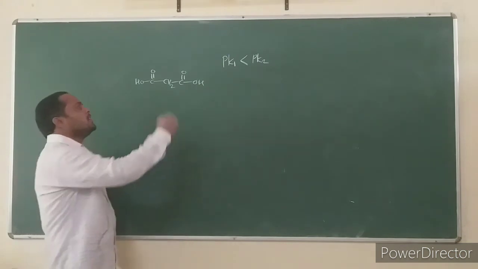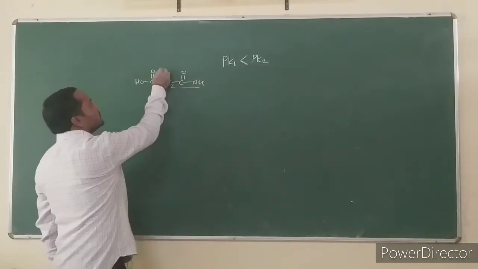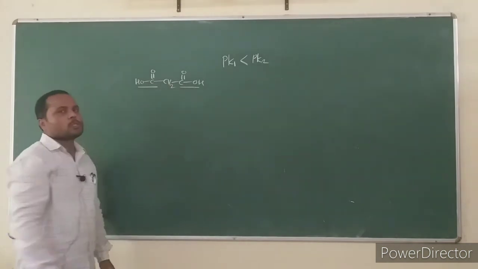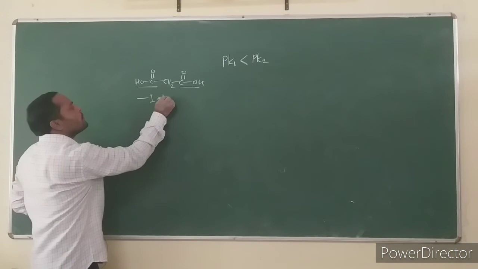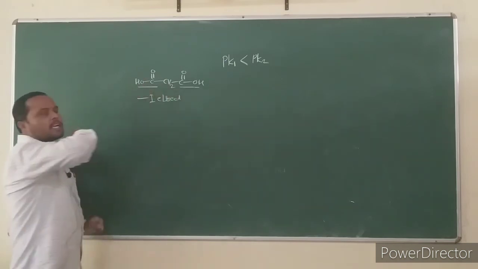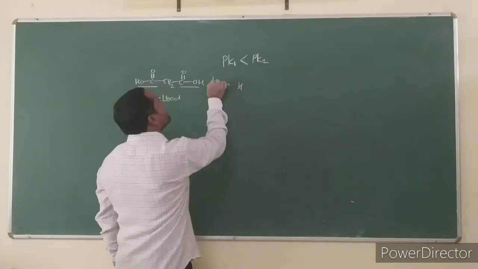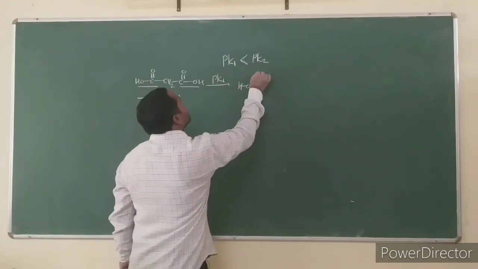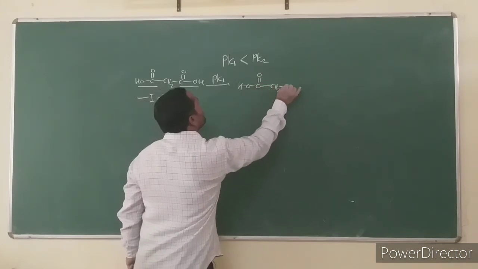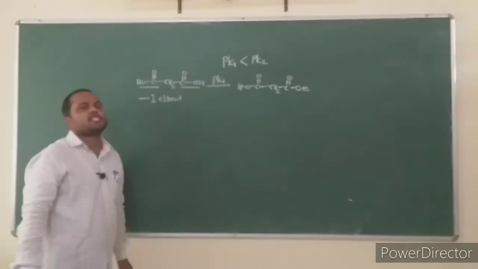What is the reason? In the first dissociation, consider dissociation of this carboxylic functional group. In the first dissociation, the second carboxylic group has the minus I effect. It undergoes dissociation. Consider the pK1. If it undergoes dissociation, there is a formation of this conjugate base.